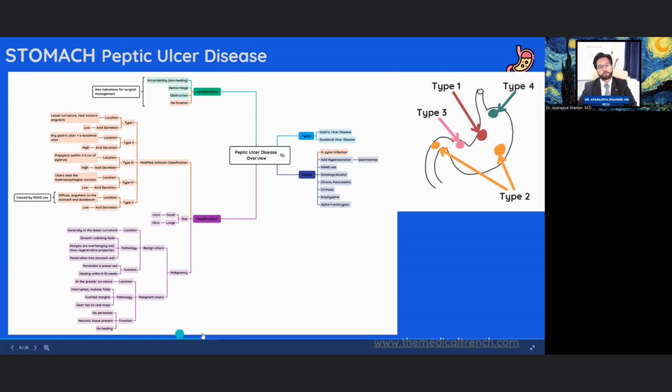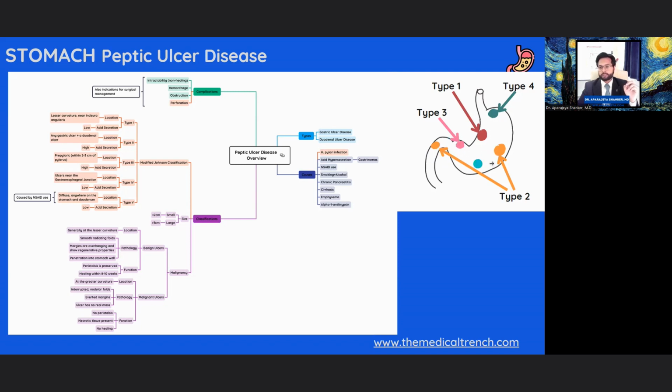But here, I would like all of you to take a look at the most important thing about the classification itself. How do we classify peptic ulcer disease? We classify it according to the modified Johnson's classification, in which we take into account the location and the acid secretion of the ulcer itself. Most of the time, you are looking at type 1, which is on the lesser curvature near the incisura angularis, but more closely towards the gastroesophageal junction. Type 2 is also on the lesser curvature, but below the incisura angularis.